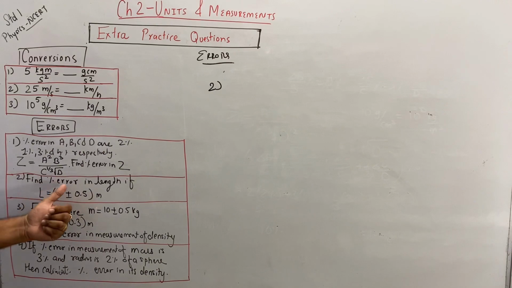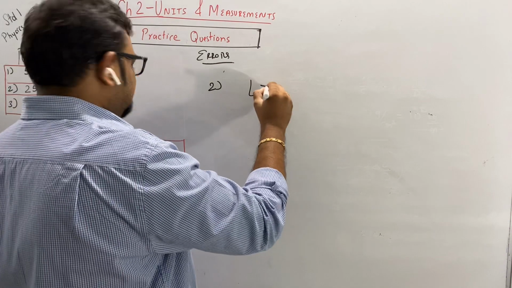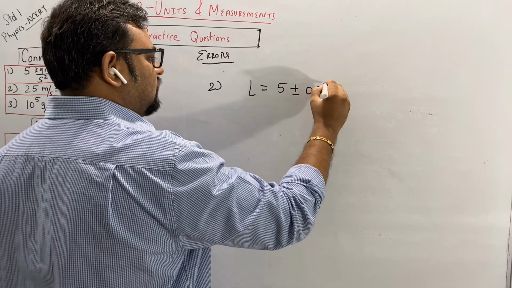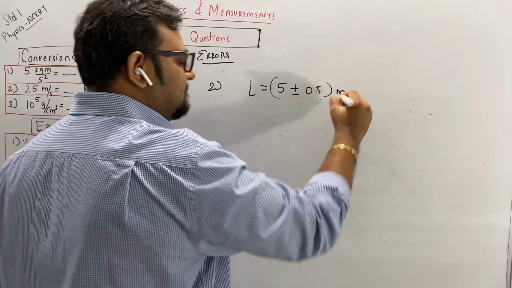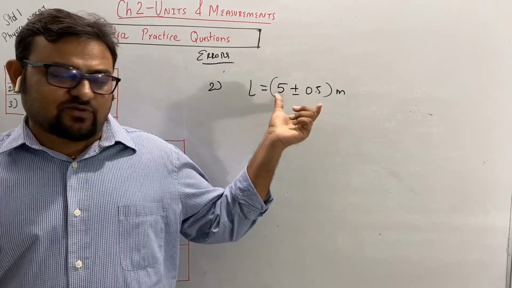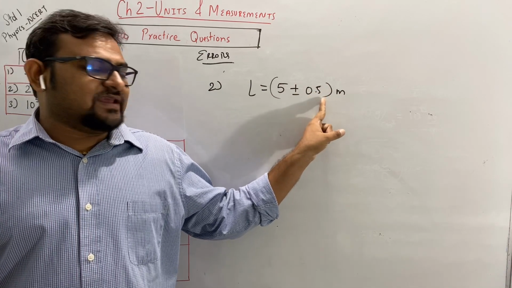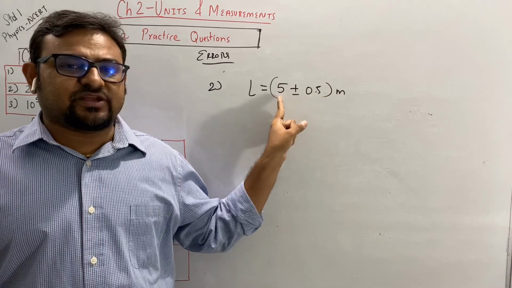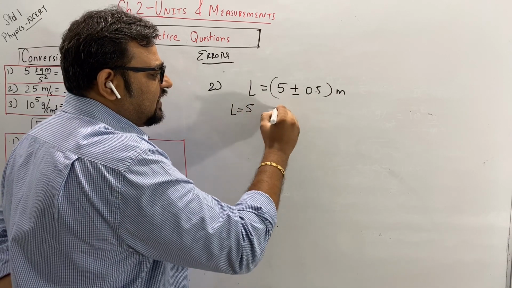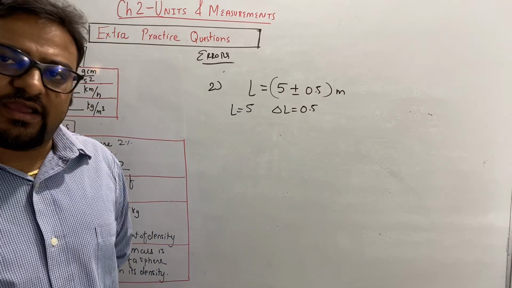Second, find the percentage error in length if L is equal to 5 plus minus 0.5 meter. Now you have to find the percentage error, and this is given in meter. So this will be the error and this will be the true value. So I can write L equal to 5, delta L equal to 0.5.